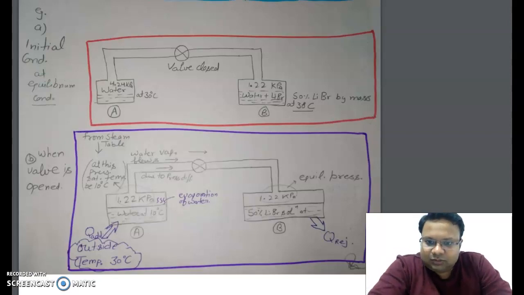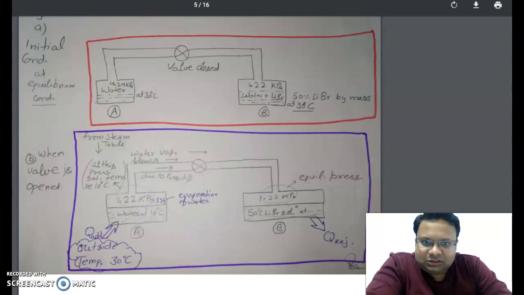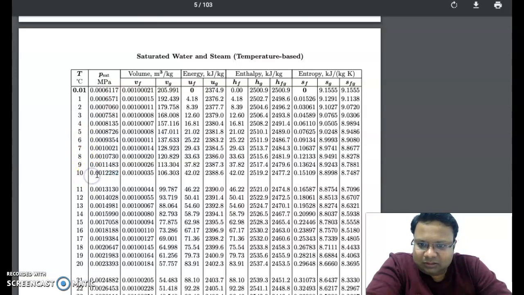So now look in this part B, when the pressure in both the systems, when the valve was open, the water vapor starts to move from high pressure to low pressure, and when equilibrium is reached, the pressure in this vessel A and in vessel B becomes 1.22 kilopascal.